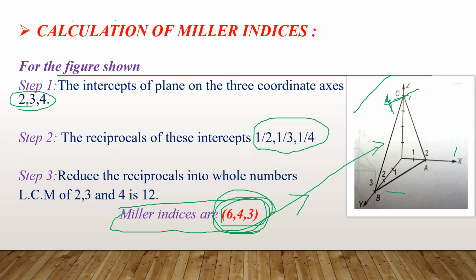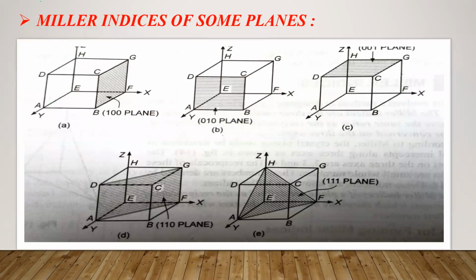This is in this way we can calculate the Miller indices. Here I am showing you the Miller indices of some random planes. This is the 100 plane. That means Miller indices are 100. How should the plane be? The plane should be in YZ. The plane is in the YZ plane.